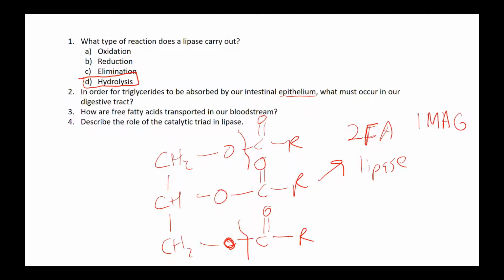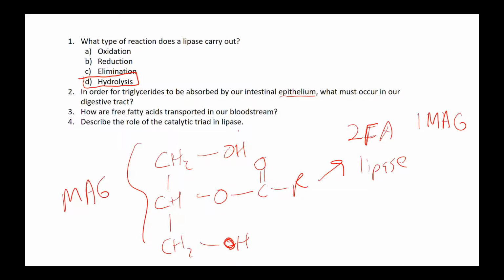Now the monoacylglycerol, I'll erase some of this and just show you what that would look like. If we cleave off 2 of these, every time we cleave one off, we get a hydroxyl group there. And so this right here would be a monoacylglycerol. That's basically now able to be absorbed, both the monoacylglycerol and the free fatty acids are able to be absorbed into our intestinal epithelium. So that's it for number 2. The answer is basically it must be cleaved by a lipase.